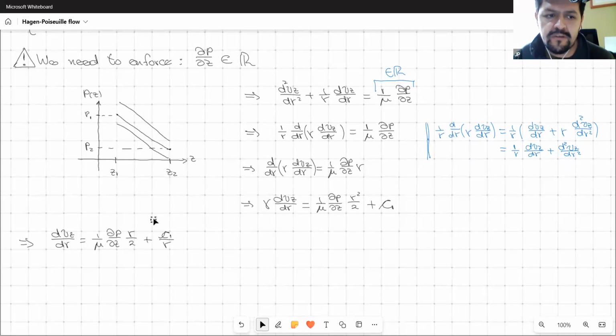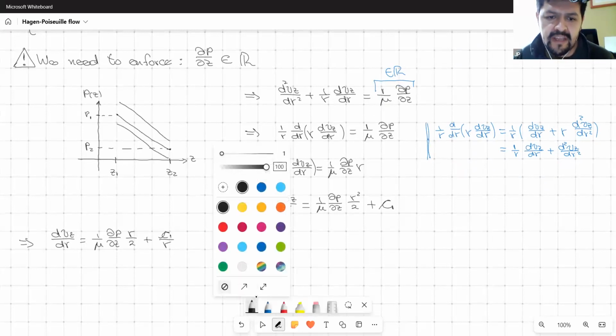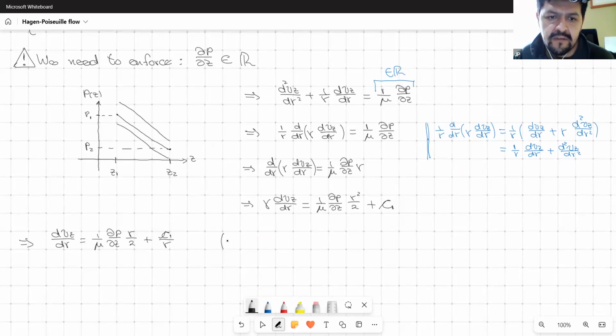So before we continue, it's important to analyze the derivative here. We are looking for a solution that works for any value r between 0 and the radius of the pipe, right? But what happens if we evaluate this at 0? Essentially, we have C1, which is any real number, divided by 0. As you probably know, dividing by 0 is not allowed. This term is going to blow up as we get closer and closer to 0.